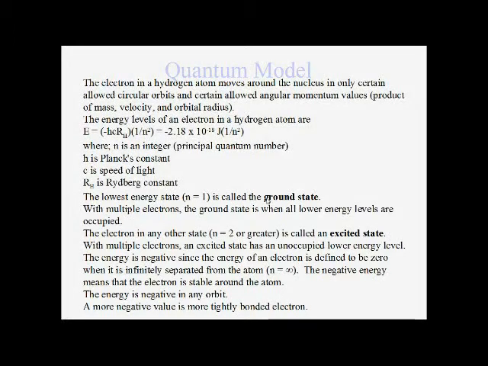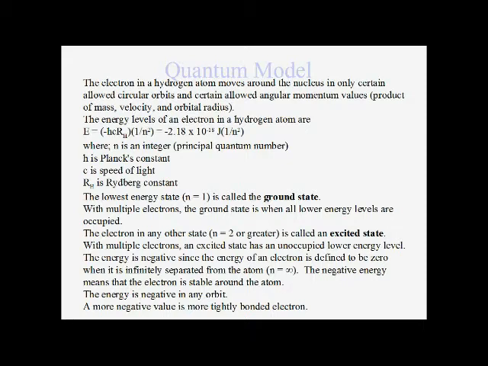The quantum mechanical model of the atom is the current accepted model of the atom. The electron moves in only certain allowed orbits around the nucleus, and we'll have a couple of properties, quantum numbers, that will affect that.